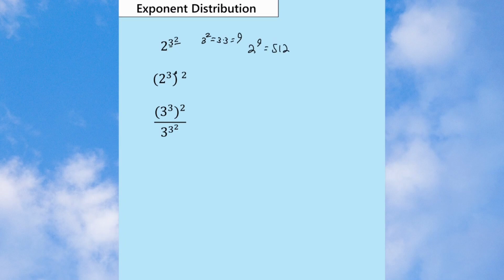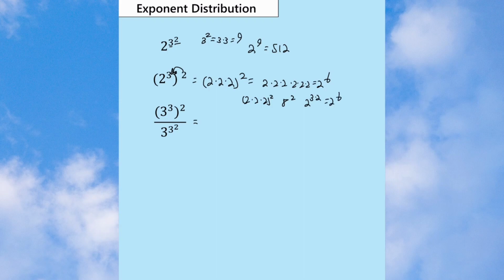So in this case, 2 to the 3 in parentheses, to the 2, this results in 2 times 2 times 2, to the 2, which is 2 times 2 times 2 times 2 times 2 times 2, equal to 2 to the 6. An easier way to see this would be to see that 2 times 2 times 2 is squared, which is 8 squared. And an even easier way would be to just distribute in the 2, multiply it against the exponent 3. So 2 to the 3 times 2, or 2 to the 6.